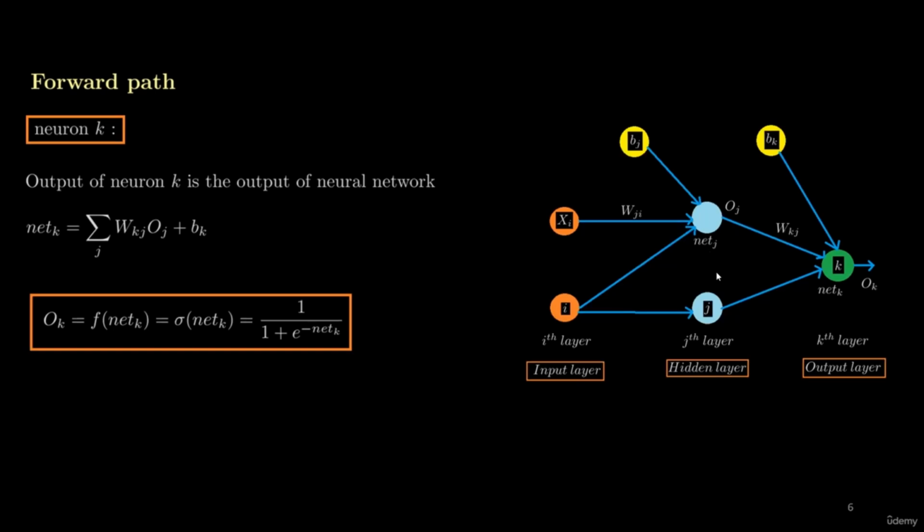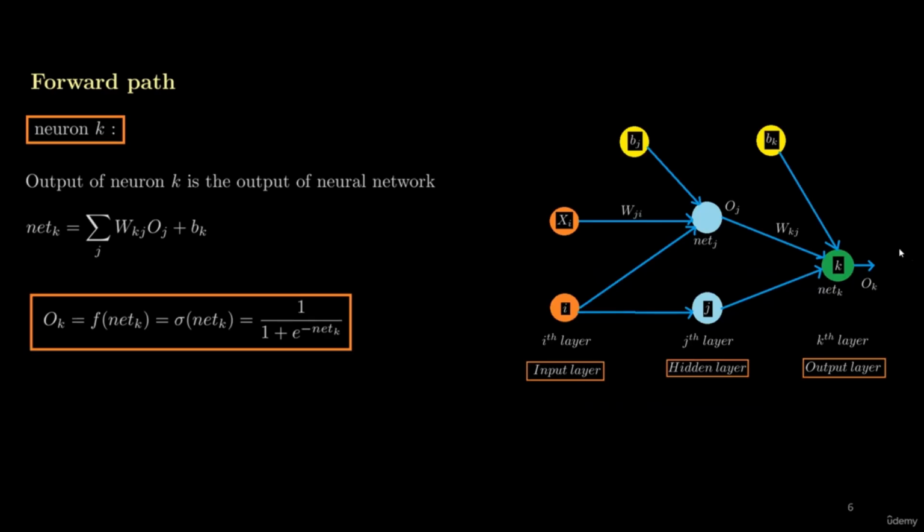And since we have J number of neurons, we have to take a sum of all the inputs which are coming from the Jth layer to our output layer. And then we have a bias associated with the output neuron. So this is our net K. So net K is the sum of all the inputs which are coming from the hidden layer to the output neuron.